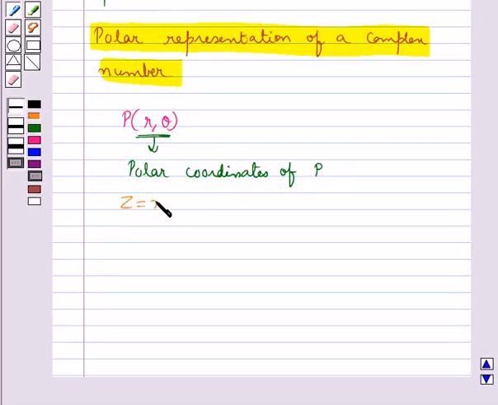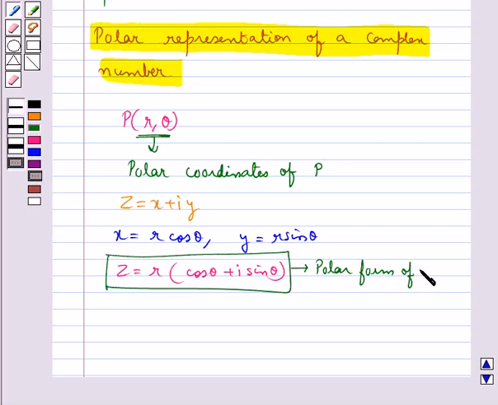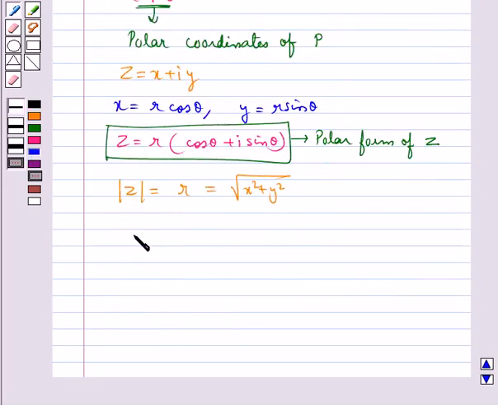We have a complex number Z equal to X plus iY. Now, in this, when you take X equal to R cos theta and Y equal to R sin theta, we get Z equal to R into cos theta plus i sin theta. This is the polar form of the complex number Z. Here we have the modulus of Z given by R, that is equal to square root of X square plus Y square, and this theta is called the argument of Z, or we can also say the amplitude of Z, which is denoted by this.